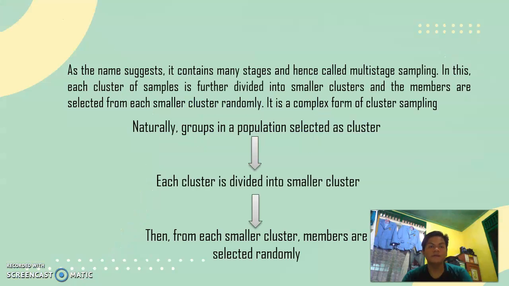Multi-stage sampling. As the name suggests, it contains many stages and hence is called multi-stage sampling. In this, each cluster of the sample is further divided into smaller clusters, and the members are selected from a smaller cluster randomly. It's a complex form of cluster sampling. Natural groups in the population are selected as clusters. Each cluster is divided into smaller clusters, and then, from the small clusters, members are selected randomly.